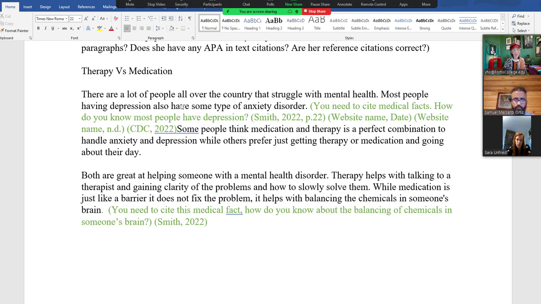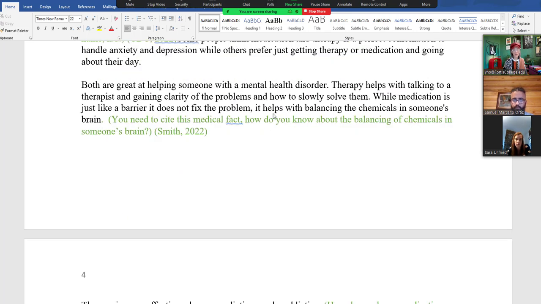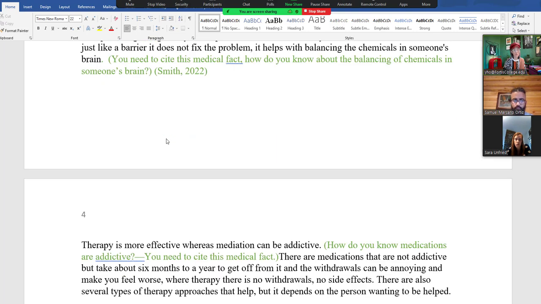Here, if you're going to have any kind of medical facts, people struggle. "Most people having depression also have some type of anxiety disorder." So here you need to cite where you got that from. And here they talk about chemicals in someone's brain. This is a medical fact, Smith 2022. This is a paraphrase, so you don't need quotation marks, and you just need the author and the date.